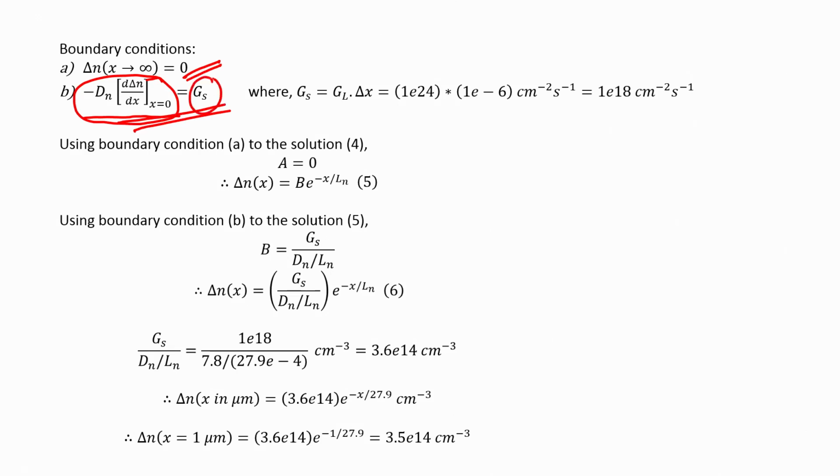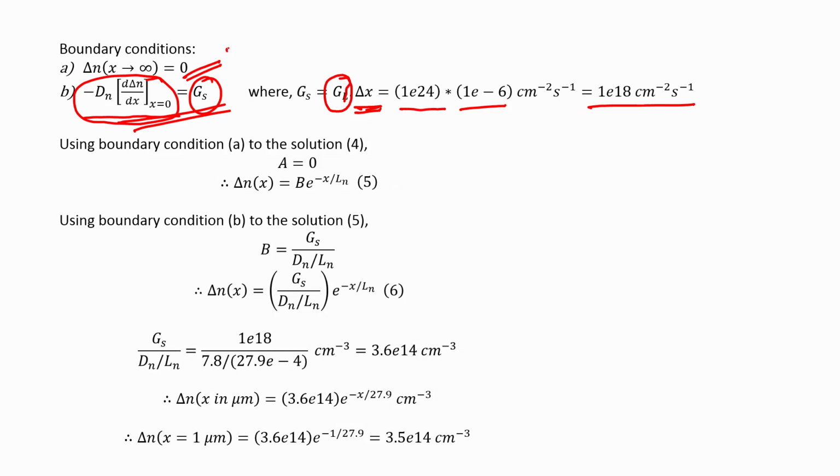Gs is basically the generation rate, but this is the surface generation rate, not the volume generation rate. So, you have to multiply the volume generation rate with the thickness of that thin layer in order to find the number of charge carriers that get generated per unit area inside that thin semiconductor layer. So, you just plug in those numbers and Gs will come as this.